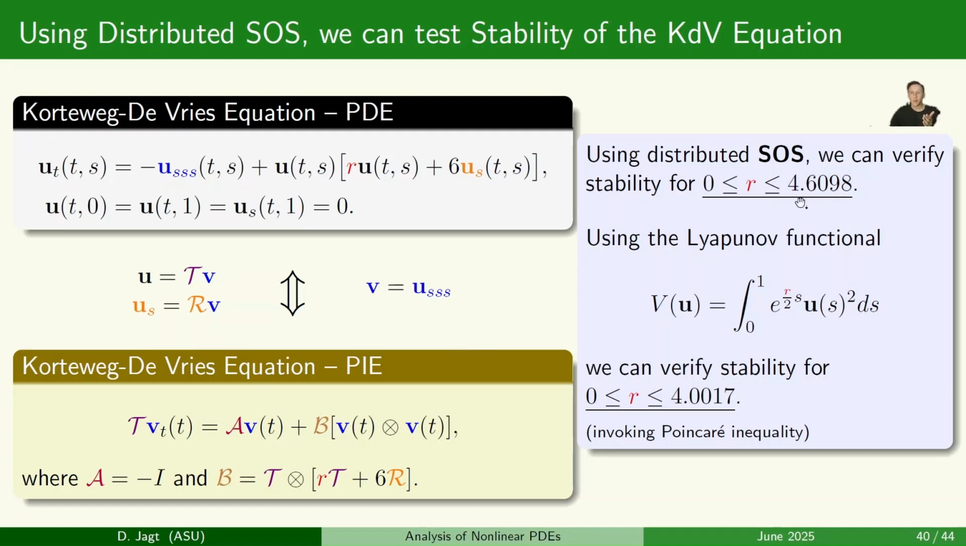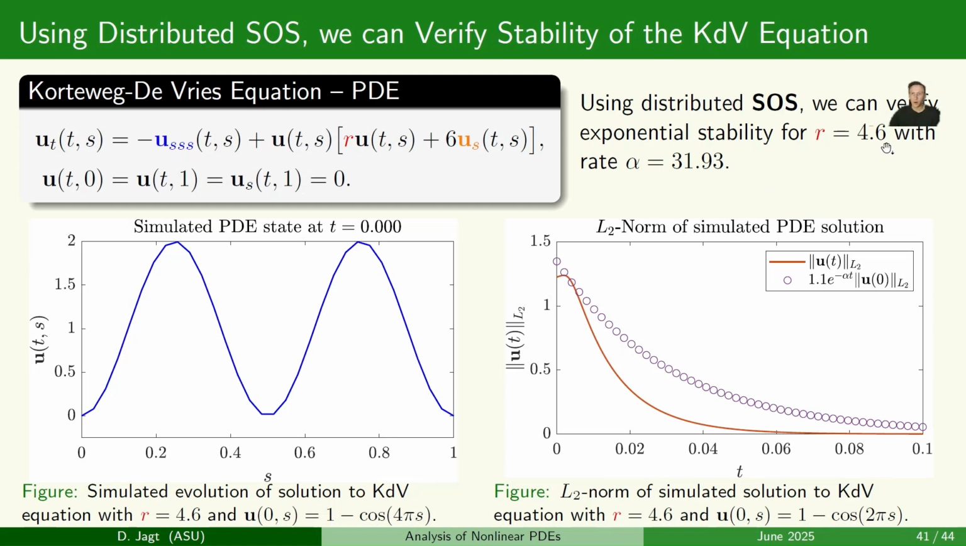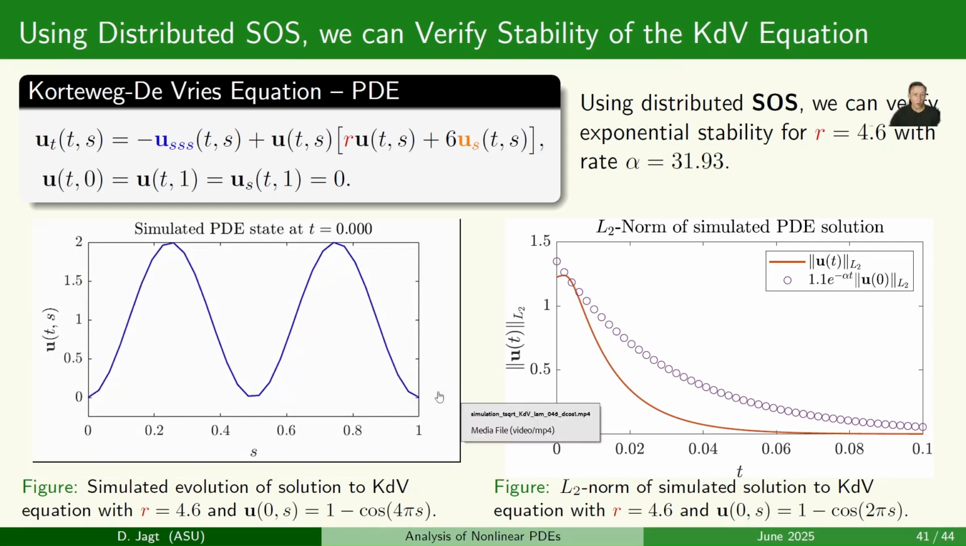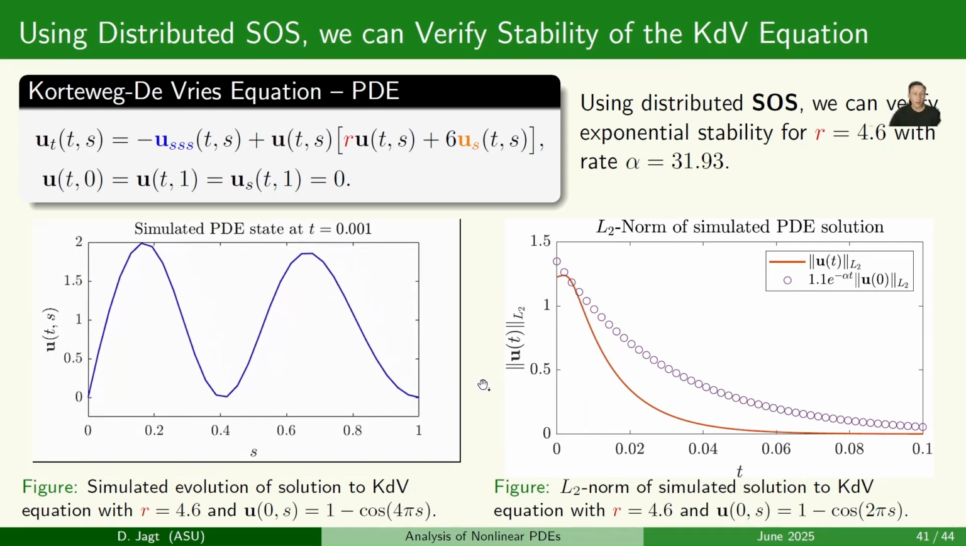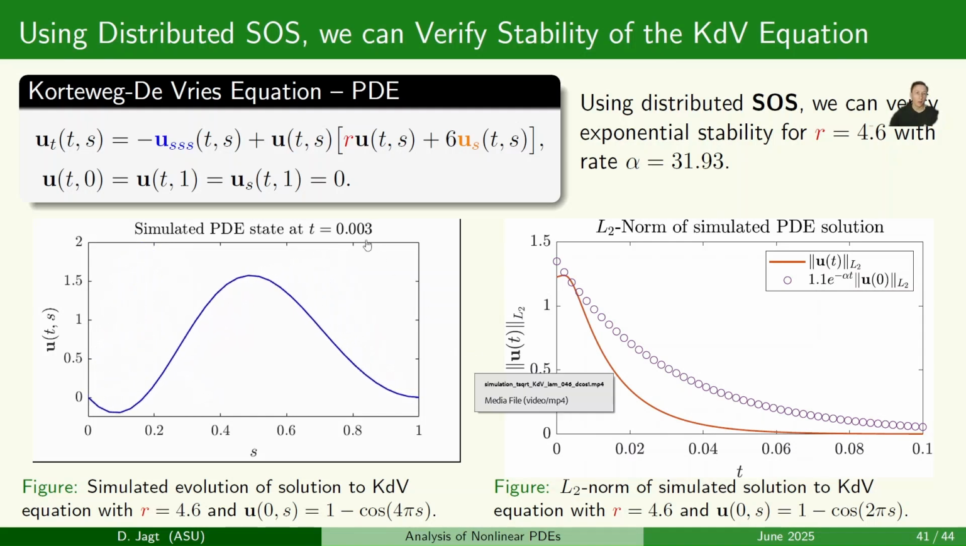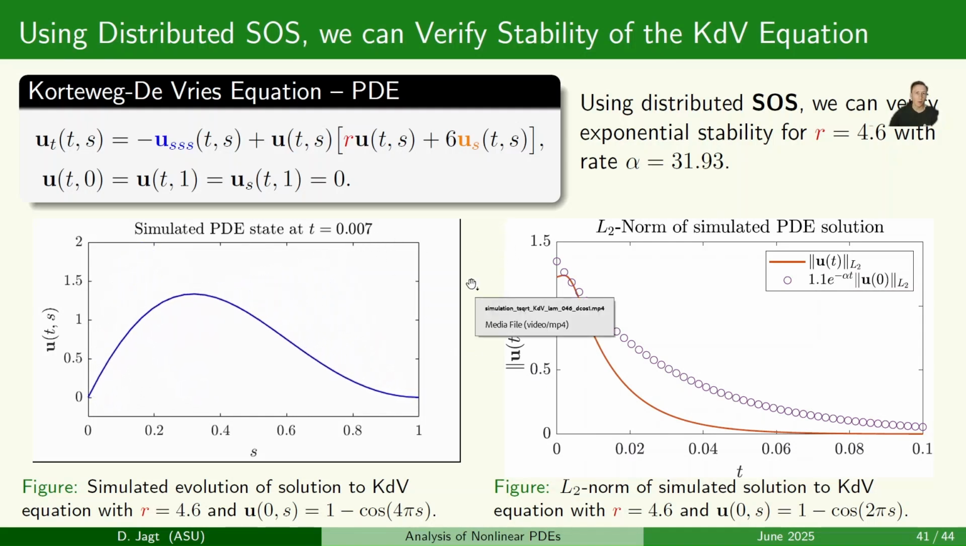And we were able to verify stability up to a value of r of 4.6098. Now, analytically, we were only able to verify stability up to 4.0017. So clearly that result there is conservative. And indeed, if we simulate solutions for values of r larger than this 4.0017, for example, if we take r is 4.6, we find that solutions do indeed still converge to zero. And in fact, they do so very rapidly. You can see here the time scale is very small.